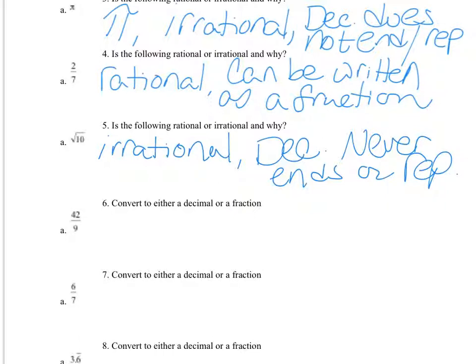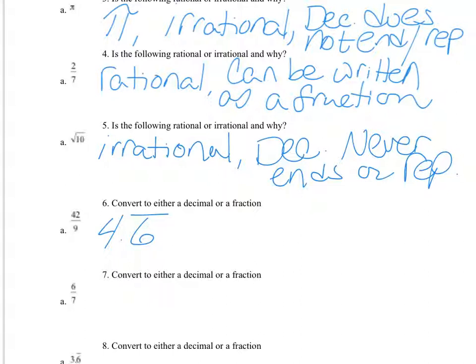Now we're going to look at converting to a decimal or a fraction. If you're going from a fraction to a decimal, it's pretty easy. You're just going to plug it in the calculator. So for 6, you're going to do 42 division sign 9, and then the calculator is going to give you 4.6 repeating. Make sure you do put that bar above the repeating pieces of the decimal.